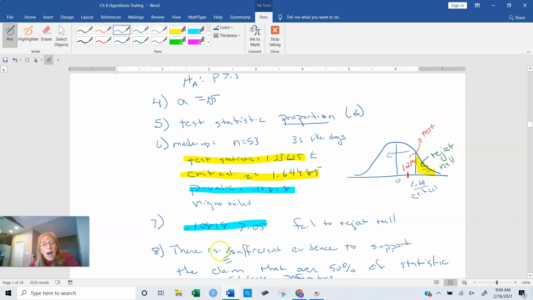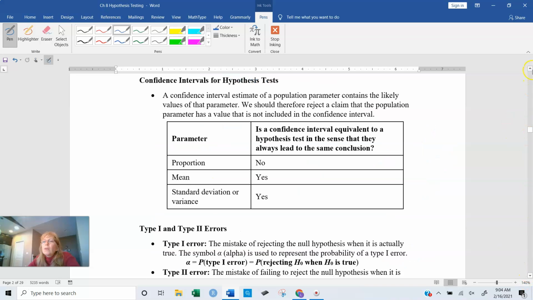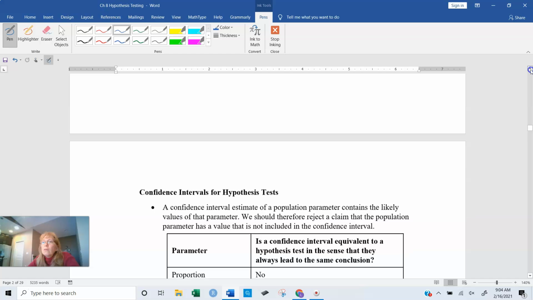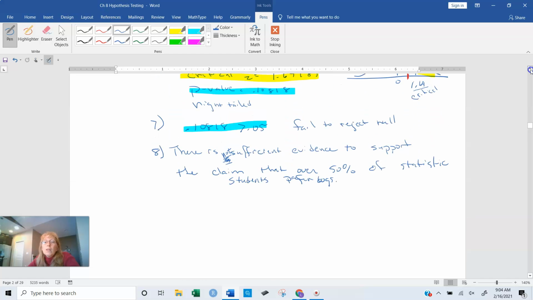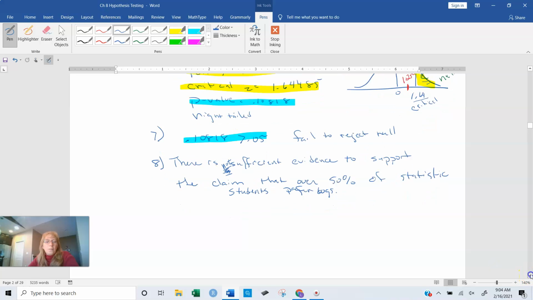So there is not sufficient evidence to support the claim that over 50% of statistics students prefer dogs. If you actually did this here, it would have to be, I think, about 32 or 33, and then there is sufficient evidence. But according to this, it is not true.